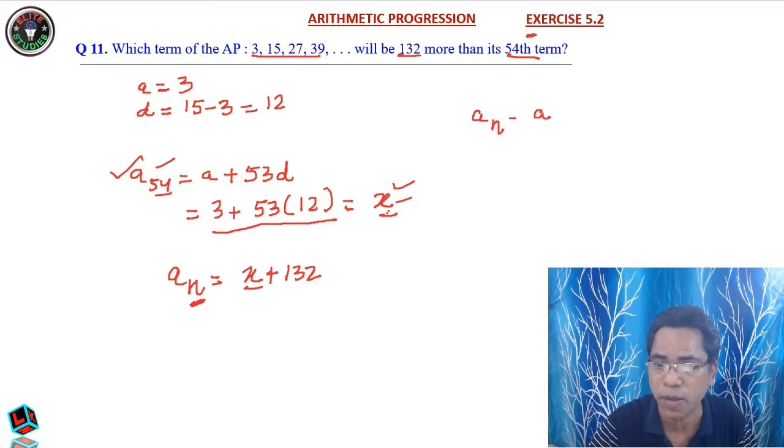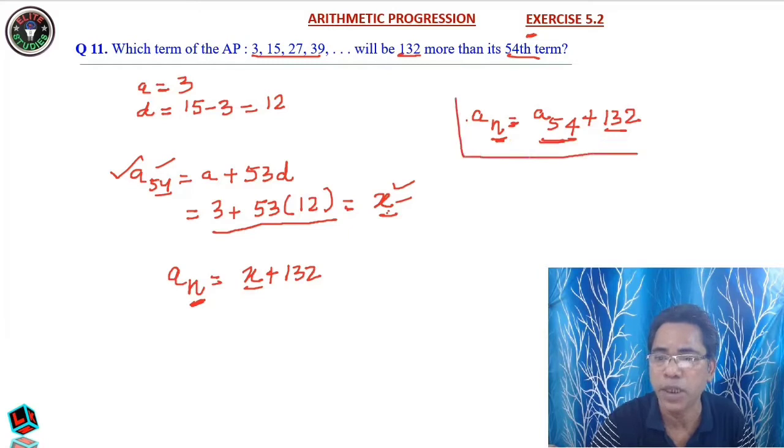Let the 54th term be A54. A54 plus 132, this is the given condition. Which term of the AP, AN, will be 132 more than the 54th term? So this is the condition given to us. Now we got A54 as X and 132 is given from here. So now we need to get the value of AN.